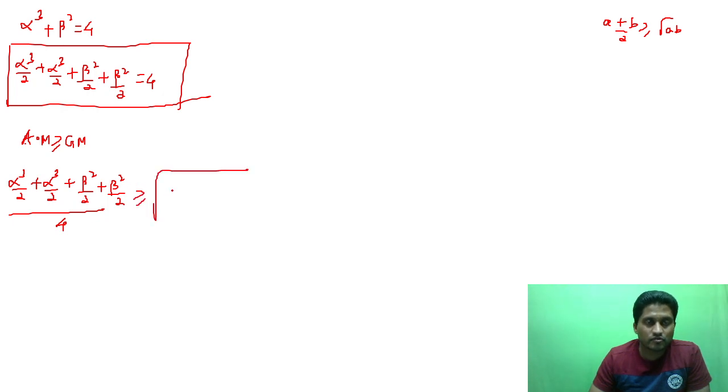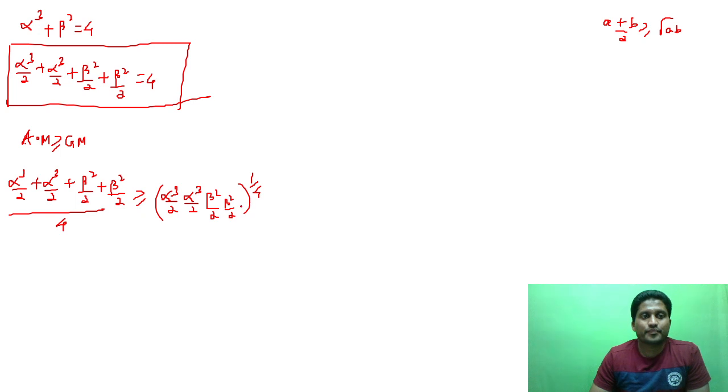So this is equal to the fourth root of, okay, if it is 2 then square root, if 4 then fourth root only, so this is equal to alpha square upon 2, alpha cube upon 2, beta square upon 2, beta square upon 2, okay, this is fourth root, whole to the power of 1 by 4. Okay, now according to this, this condition is already given.